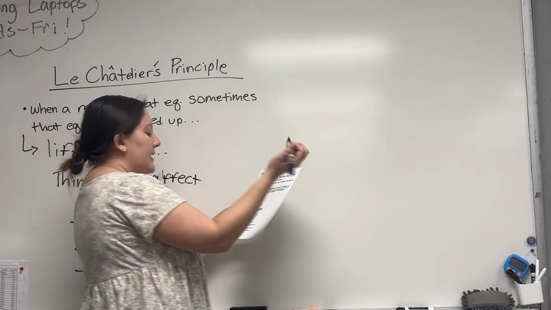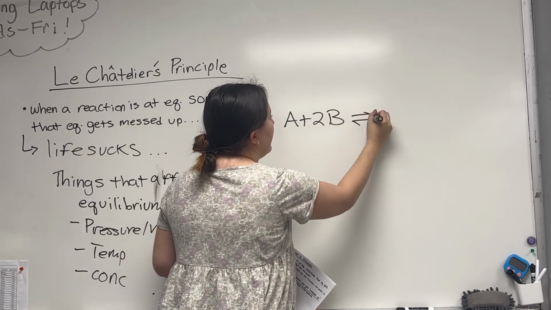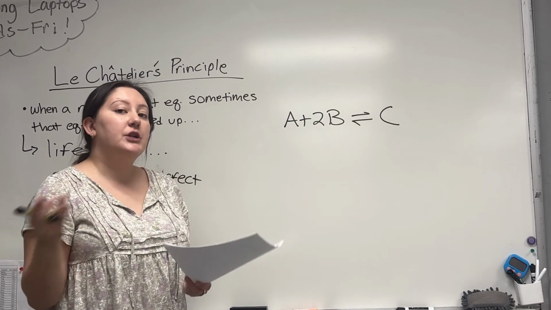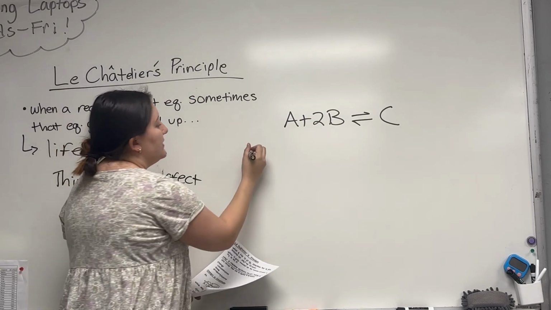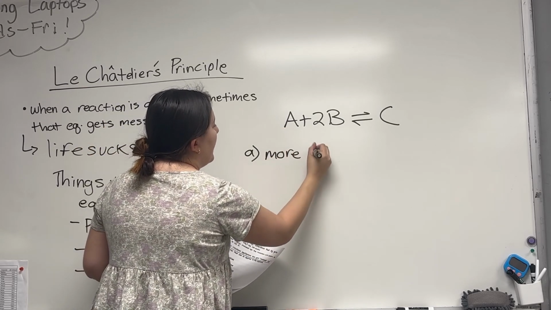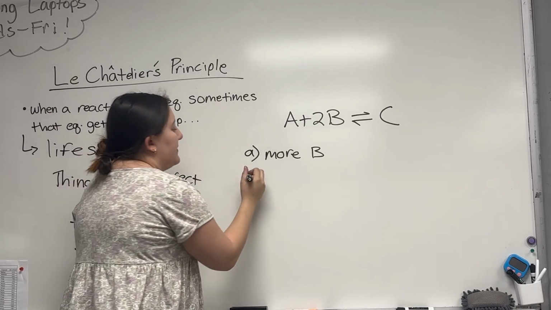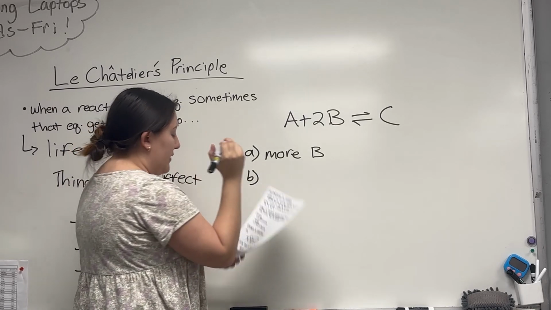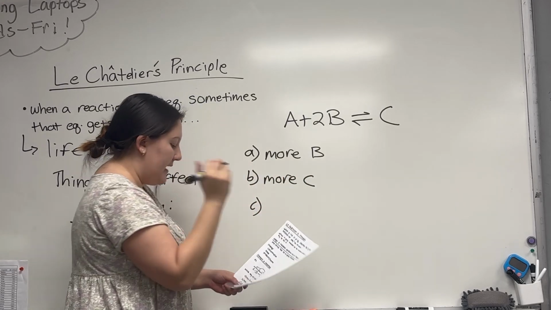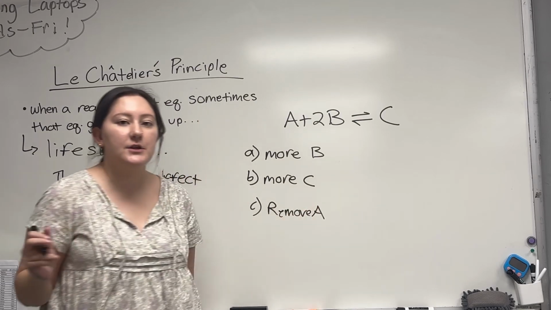So let's say I have something like this, A plus 2B, and that's going to give us C, just like that. So what would the reaction do if I make some different changes? Okay, let's talk about a first one. What if I add more of substance B? It doesn't actually matter what it is in this case. Okay, second one is going to be if I add more of C. And the third would be if I remove A. All right, so those are three basic changes.